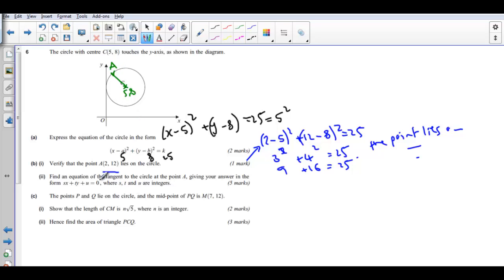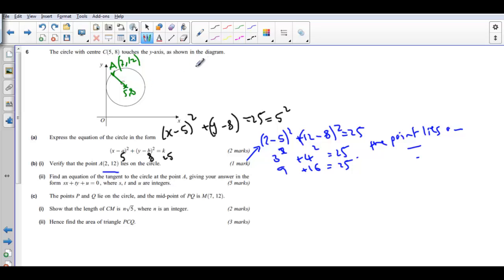So we're expecting the gradient of that line to be negative, and because we're doing a tangent, we'd expect the gradient of the tangent to be positive. How do we find the gradient of this line? Because we're looking at getting the equation of the tangent. So the gradient of this line, difference in y divided by difference in x.